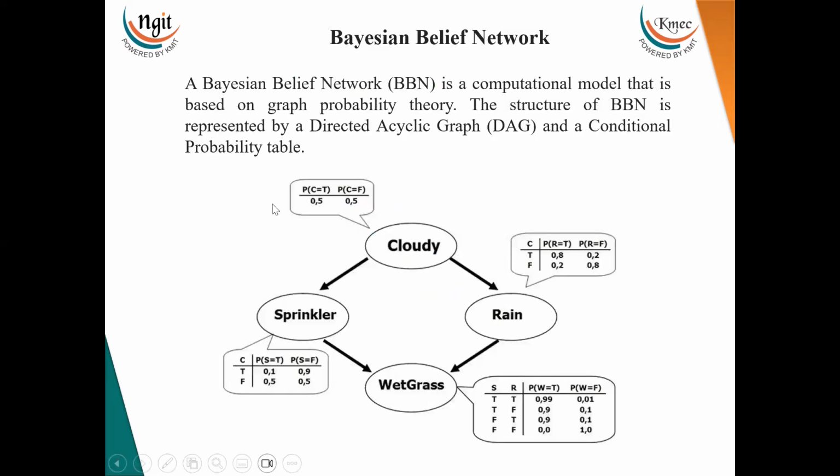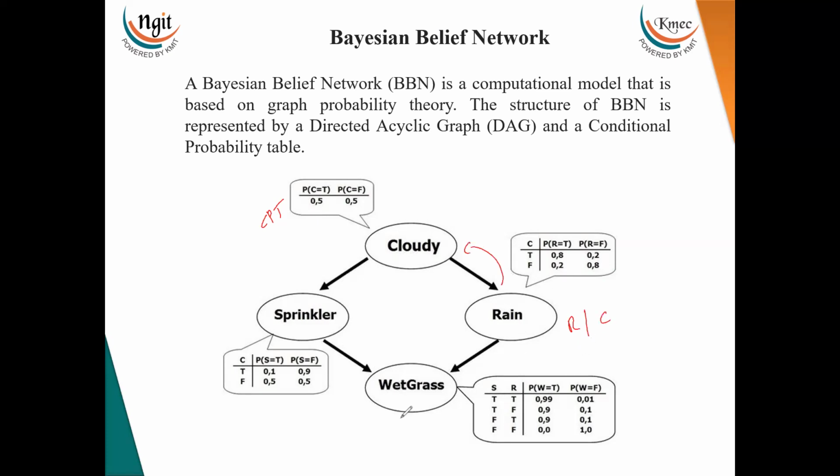This Bayesian belief network is based on graph probability theory, which consists of a directed acyclic graph and a conditional probability table. In this example, you can see that there are nodes as well as arcs. These arcs represent the relationships between the different nodes, and it also consists of a conditional probability table. Now, if you look at this rain node, it has a parent node called cloud.